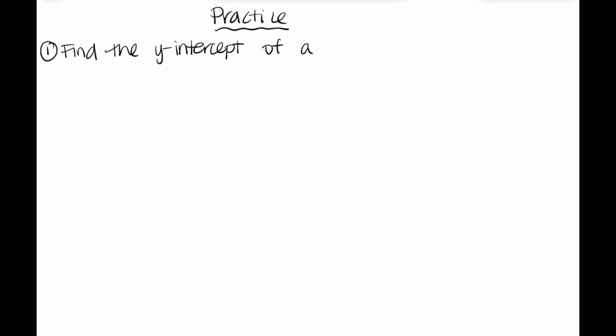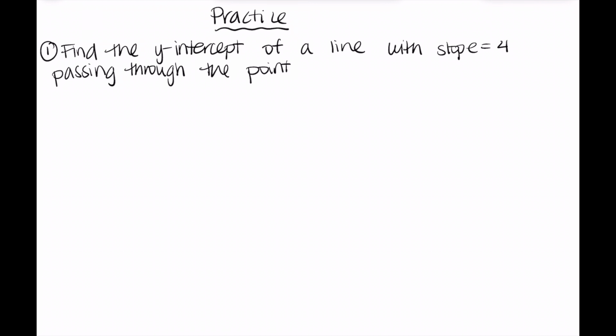So for our first practice problem, the directions say to find the y-intercept of a line with slope equals 4, passing through the point (2, 10). To start off, we're going to write out our formula, our slope-intercept form, which is y equals mx plus b, and then we're going to look at what we are given. We are given the slope, and we were given a coordinate. So we're going to go through our step-by-step process.